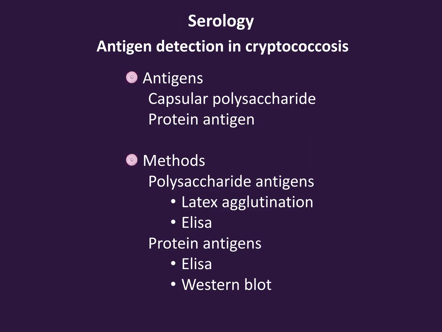So in the serology part, we can detect the antigen or the antibody in cryptococcosis. First of all, the antigen can be in the form of capsule polysaccharide or the protein antigen. The methods being used for polysaccharide antigen detection are the latex agglutination test and ELISA, whereas for the protein antigens, it is ELISA and Western blot.